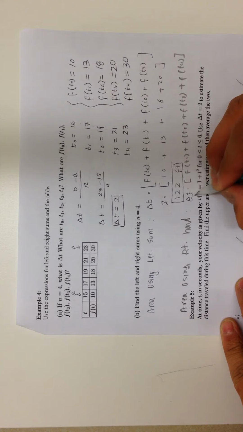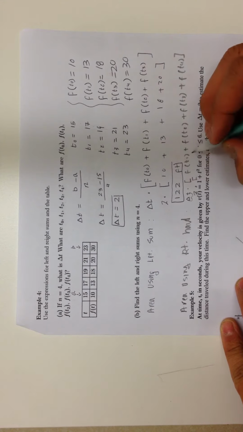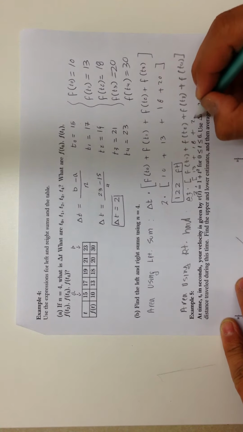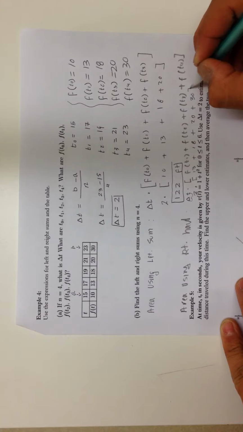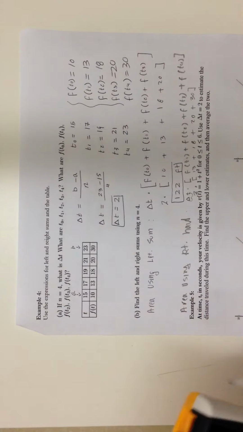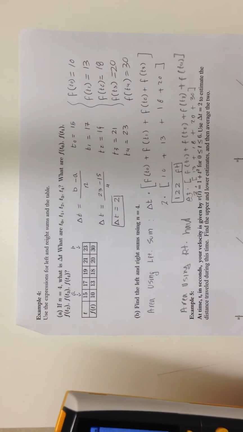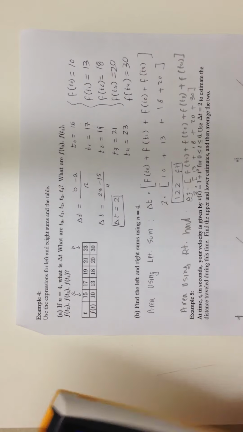We know that's 2 times, and then f of t sub 1 was 13, f of t sub 2 was 18, f of t sub 3 is 20, f of t sub 4 is 30. Add those together, multiply that by 2, so 30 plus 20 plus 18 plus 13 times 2, you get 162.